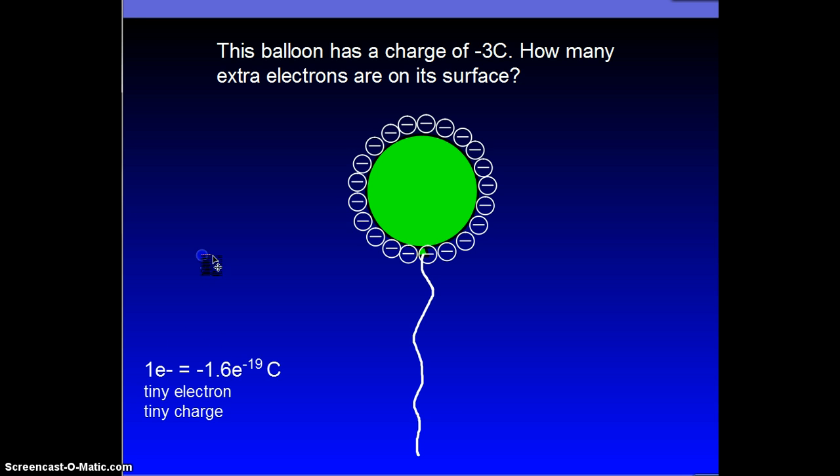Okay, you paused it. Good. You'll find 1 electron is a tiny little electron with a tiny little charge. But 1 coulomb is big. It's a big charge, has many electrons. So that means you needed to multiply your 3 coulombs times this number. I hope you're getting this.